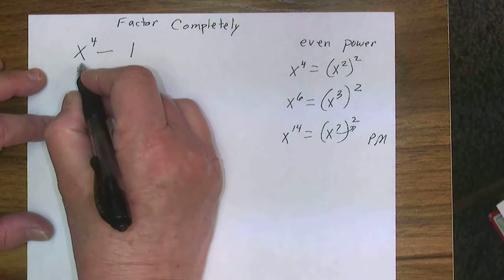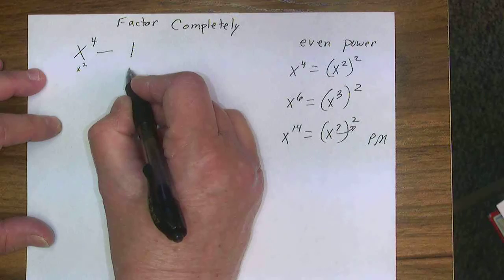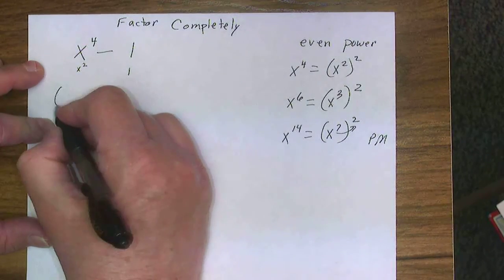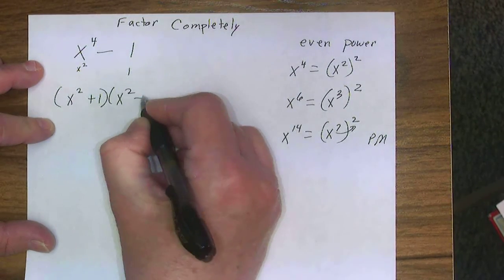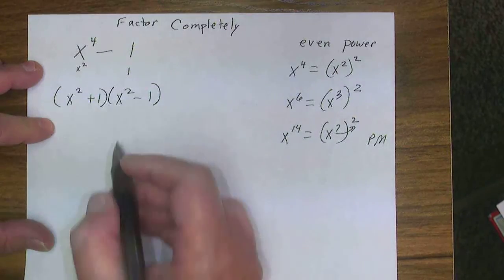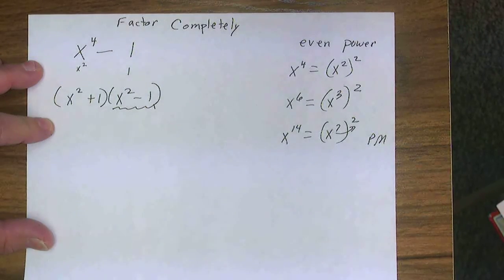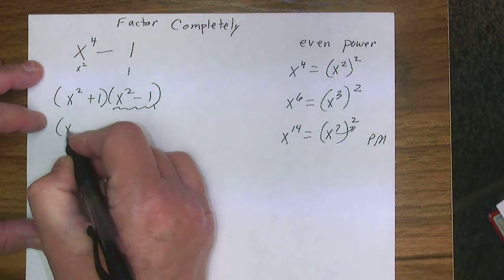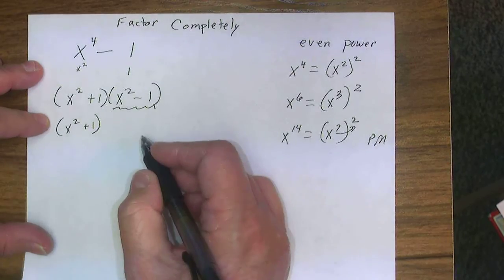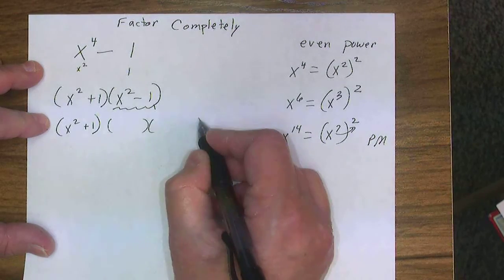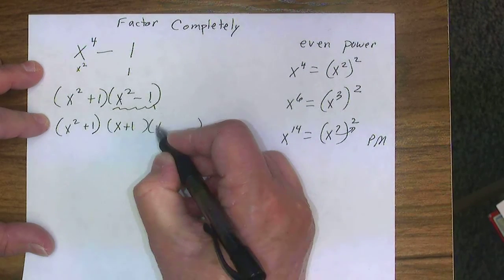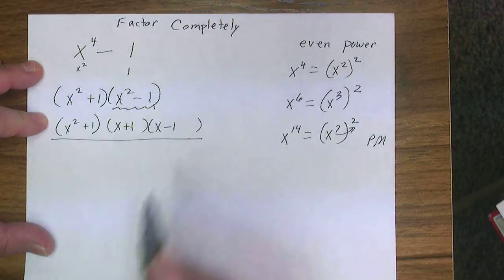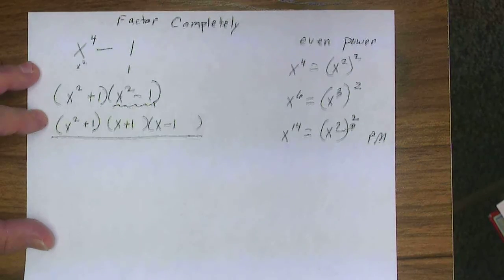So the square root of this is x squared. The square root of this is 1. So this factors into x squared plus 1 and x squared minus 1. That, again, is what we call the difference of squares. This one is repeated. Remember, you can't just drop it out. This then factors into square root is x, square root is 1. X plus 1, x minus 1. That would be the final answer.